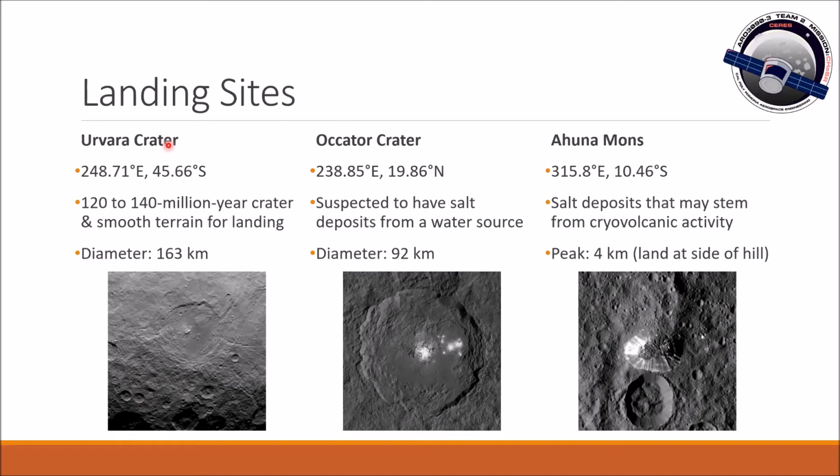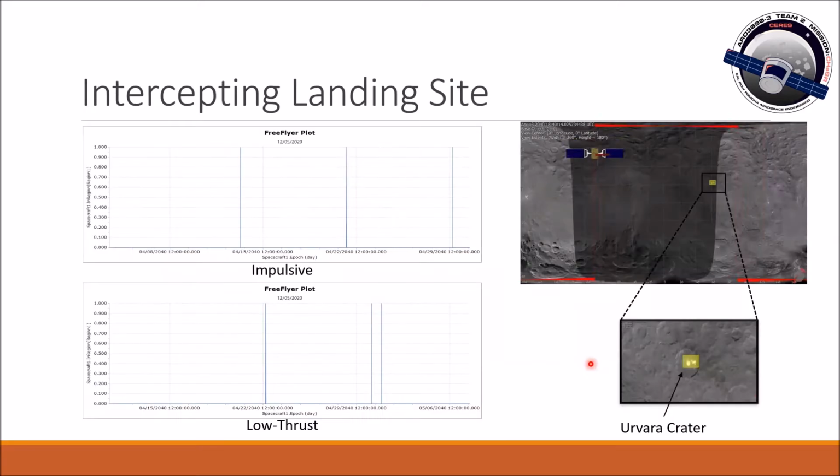First, the Orvara crater is a crater more than 100 million years old and provides very smooth terrain for the initial landing sequence. The Okata crater is suspected to have a water source and have salt deposits in the surrounding area. Finally, the Hunamans is a peak more than 4 kilometers high. The spacecraft will land at the edge of the hill, and this location is expected to have cryovolcanic activity and also have very rich salt deposits.